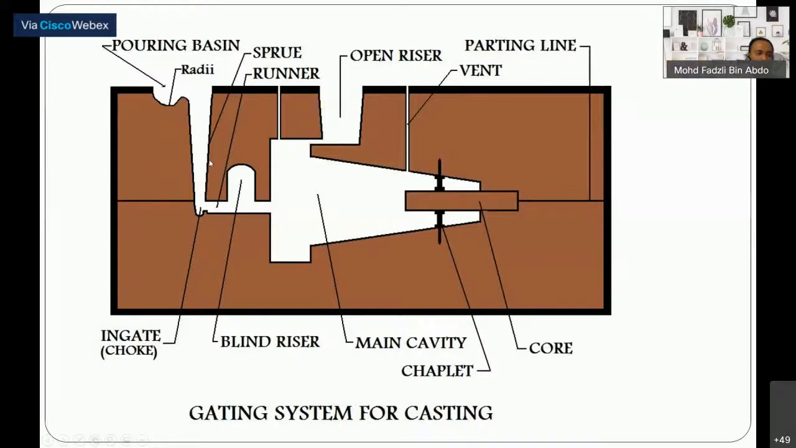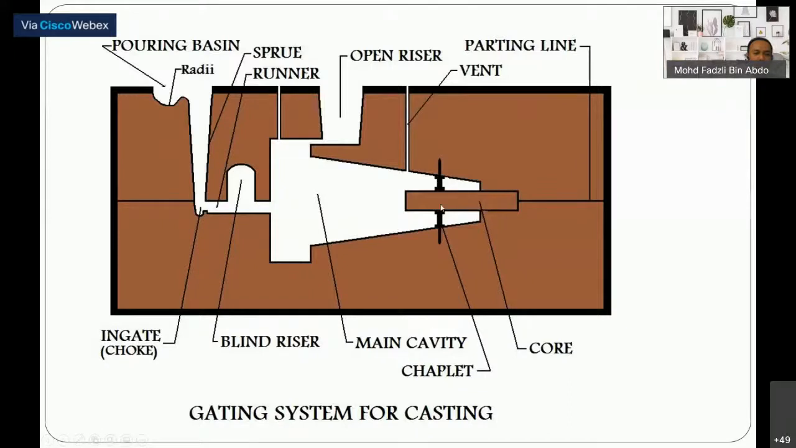Lepas ni kita akan tengoklah definition satu-satu. Yang ni adalah main cavity. Main cavity which mean the product tadi lah yang kita nak. Produk ni sebenarnya bentuk ni lah. Ni adalah open riser. Ini lebih kepada untuk kita buangkan udara-udara yang terlebih so that produk kita ni takkan ada bubble. This is the vent. And then this is the parting line. Maksudnya dia ada perempuan dan betina lah dekat sini. Dia ada the top, dia ada bottom.